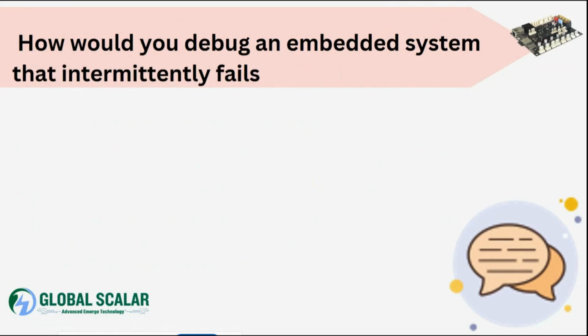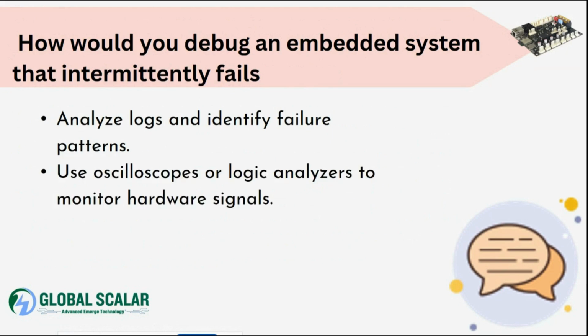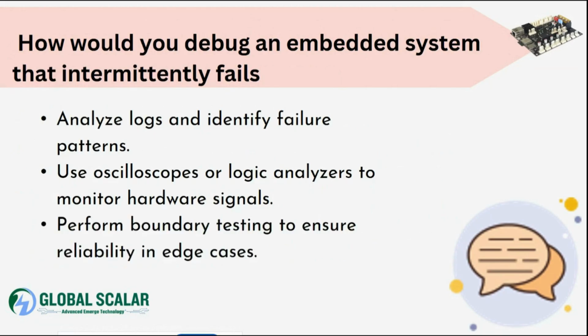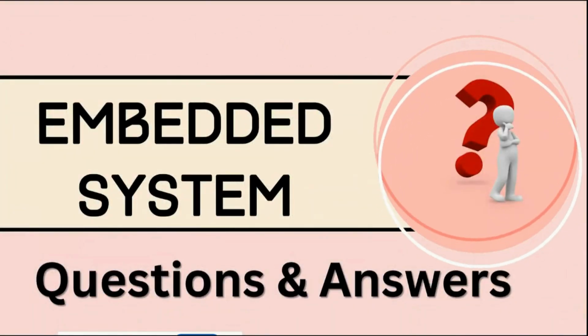How would you debug an embedded system with intermittent failures? As we know, debugging is mainly analyzing the logs and identifying where the failure or the problem occurred, and using an oscilloscope or logic analyzer, we are able to monitor the hardware signals, and we are able to perform boundary testing. We need to ensure that the edge values are correctly checked, both valid and invalid values. So that's all about the embedded questions and answers.